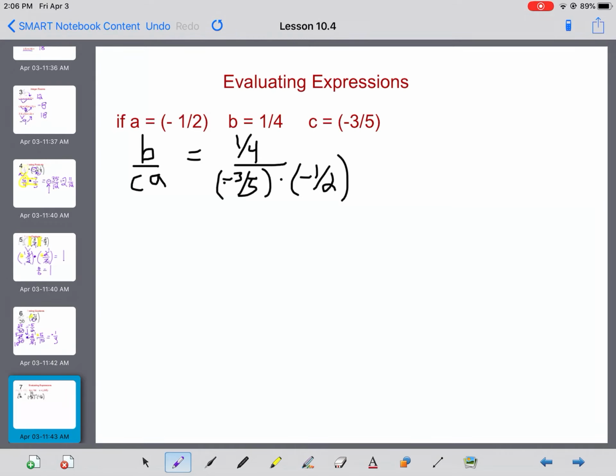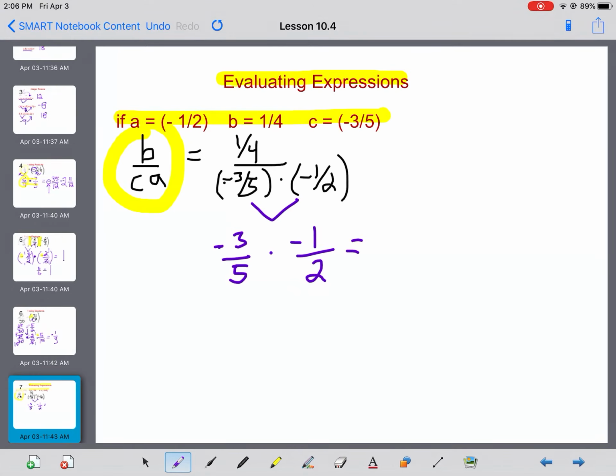All right, last example for today, evaluating expressions. Remember, evaluating expressions just means we're given the information we need and we plug it in. So notice over here, we have B divided by C times A. I already wrote out the plug-in for you. So where there was B, I wrote 1/4 because that's how I was told up here. Same with C and A. Okay, so the first thing I'm going to do is I'm going to actually just deal with this bottom part first. So I have negative 3/5 times negative 1/2.